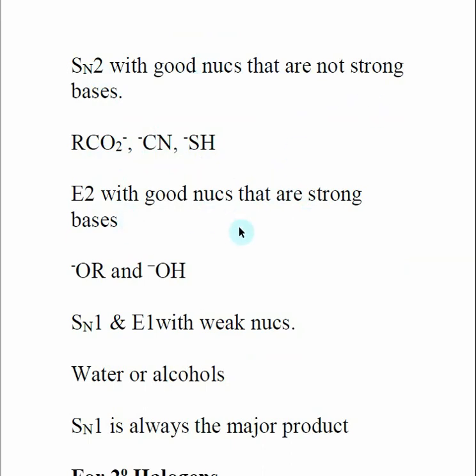If I have a good nucleophile that is a strong base, like our alkoxide or hydroxide, I get an E2 reaction. And so we already talked about this. When we have these nucleophiles, does my nucleophile slash base want to act as a nucleophile, or does it want to act as a base? Well, if it's not a strong base, it wants to act as a nucleophile. And these are the three nucleophiles that do not act as a strong base, so they would rather act as a nucleophile. Alkoxides and hydroxides are good nucleophiles, but they're also strong bases. For secondary halogens, they would rather act as a base and undergo an E2 reaction.